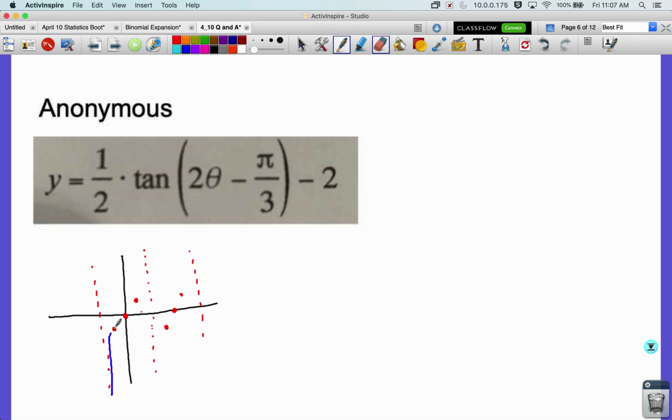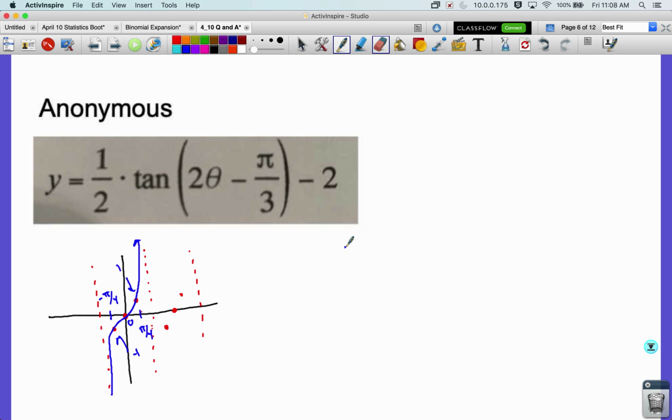So here's our tangent wave. It goes in between these two vertical asymptotes. And at negative pi over 4, we hit -1. At 0, we're at 0. And at pi over 4, we're at +1. So that's -1, and that's +1. Okay, so we've got to perform all of these transformations to this graph here.